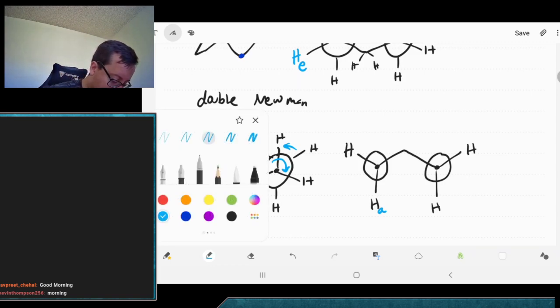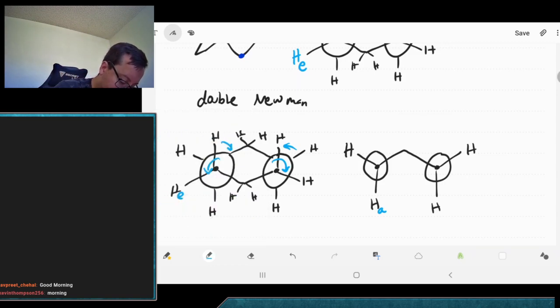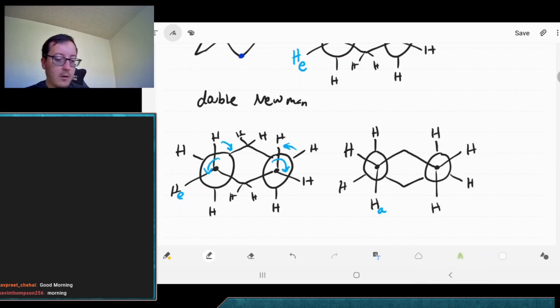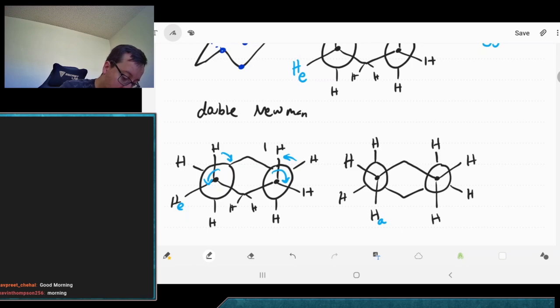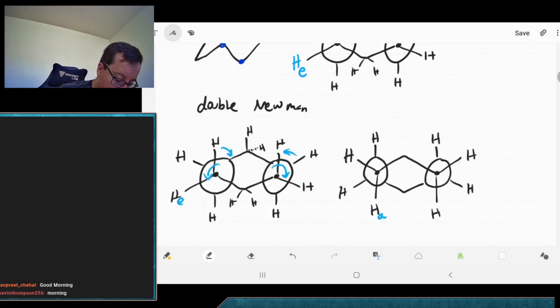And if we draw the back carbon stuff, we're going to see that now everything's rotated as well. All the axial bits became equatorial bits, and all the equatorial bits became axial bits. I've drawn these CH2s badly. I really should draw one up and one kind of down.